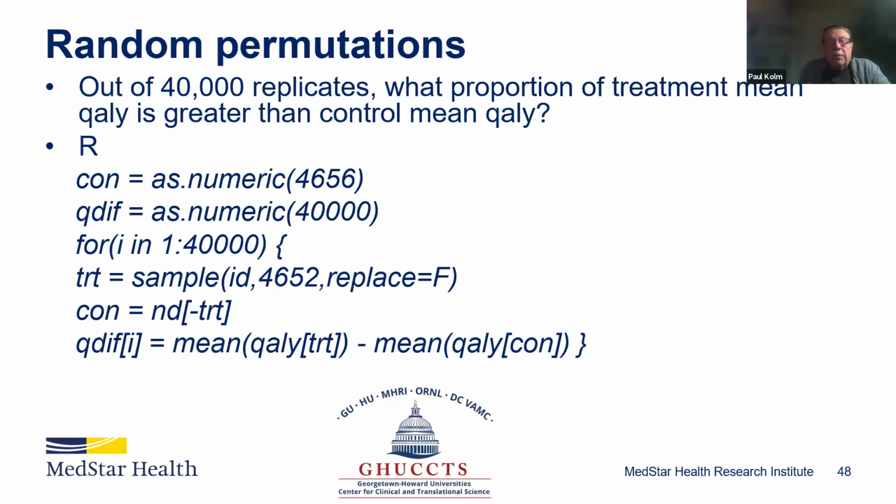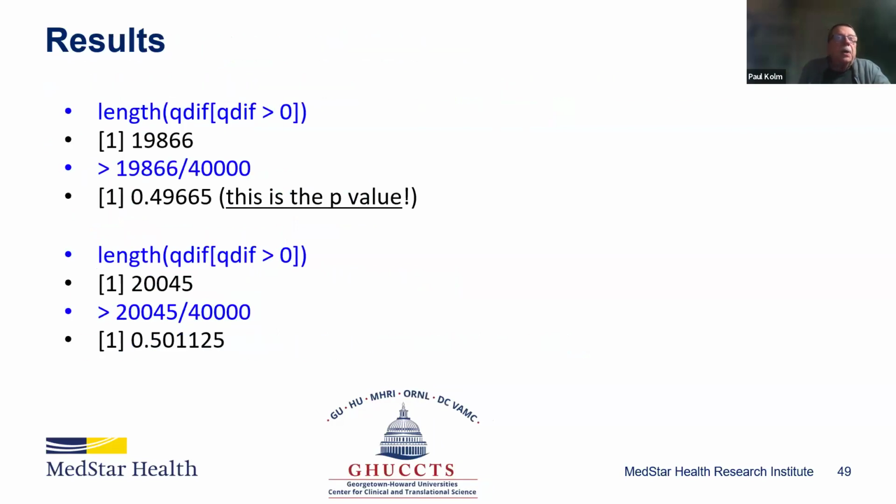And so when I do this, here's what I get. It turns out that 19,800 and some out of the 40,000 are greater than 0. To get my p-value, I just divide 19,000 and some by 40,000, and I get essentially 0.50. And so that's my p-value.